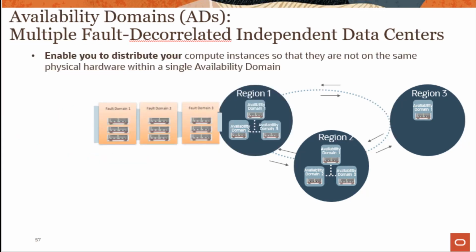So if we dig a little bit deeper into each AD, what's going on within each AD, which is actually a physical data center. So we looked at region 1 that has 3 ADs, region 2 has 3 ADs, and region 3 has 1 AD. Within each AD we have fault domains. And what it means is that when customers are deploying applications, for example, in AD1 in region 1, the applications are automatically distributed across multiple physical nodes.